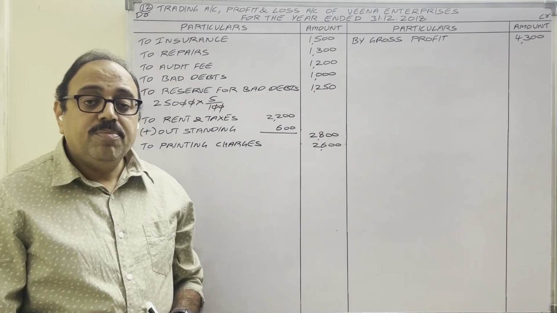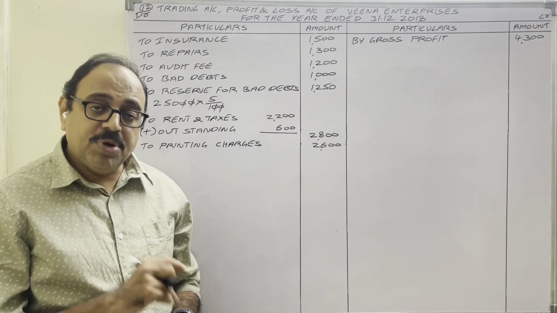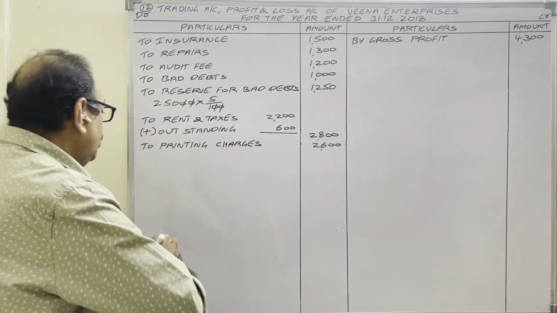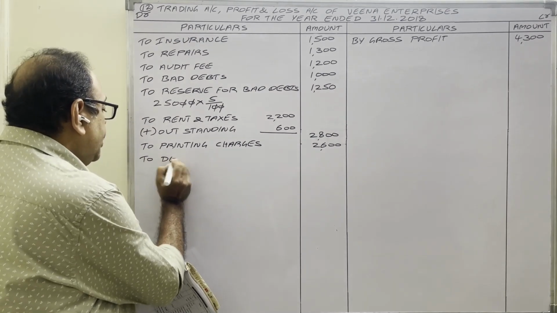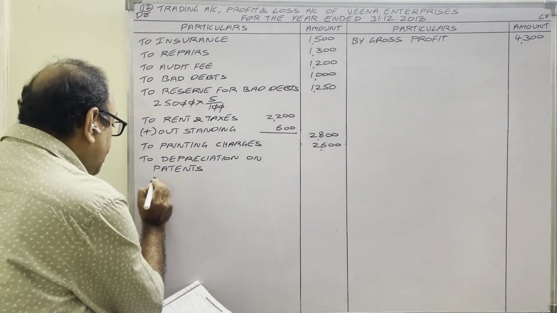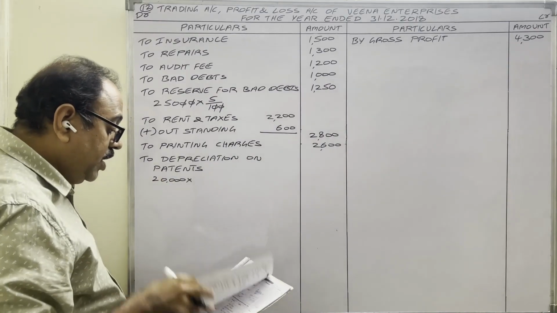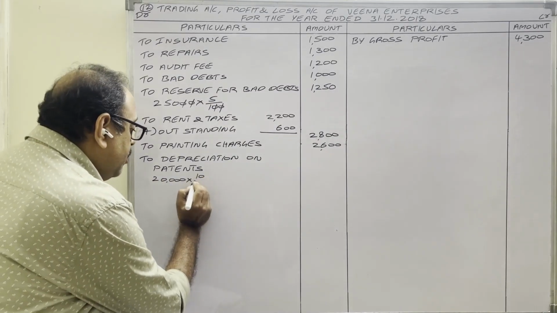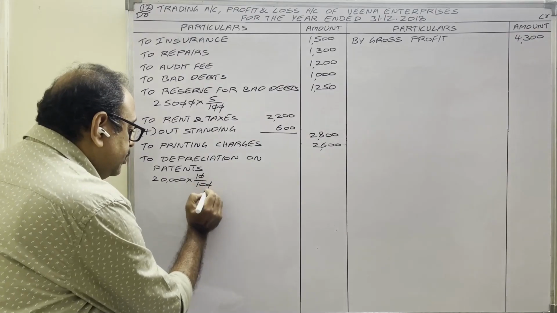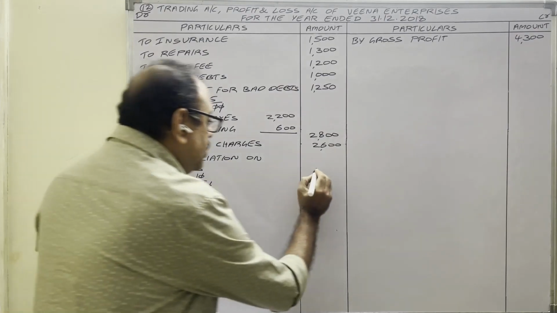So finally, patent rights depreciation, we should show on the debit side now. Depreciation on patents: patents amount 20,000, depreciation rate 10%, 10 by 100. 2,000 rupees in outer column.